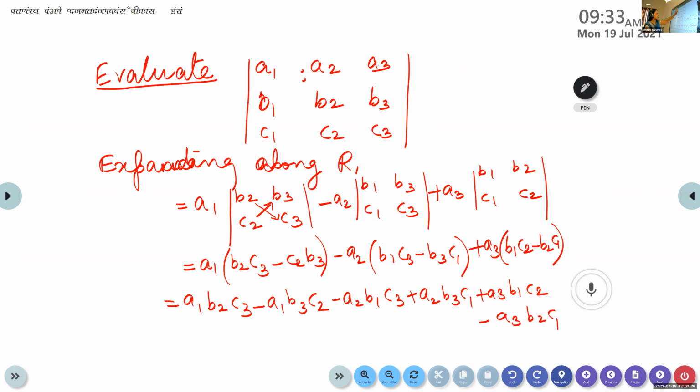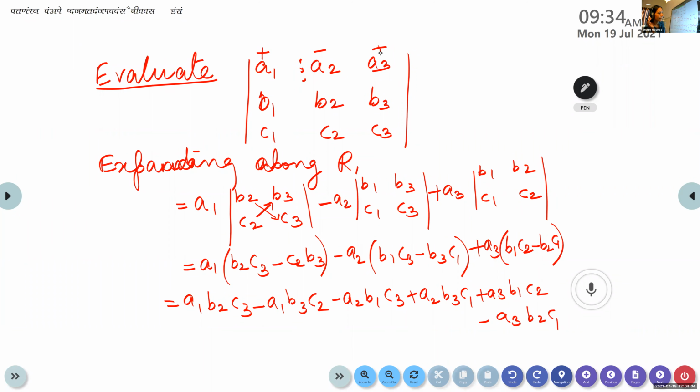When we take the first element, the sign associated is plus, so we write plus A1, leave the row and column. For the second element, the sign associated is minus: minus A2 into B1, B3, C1, C3. Next element is plus: plus A3 into B1, B2, C1, C2. Now you expand it, you will get the answer.